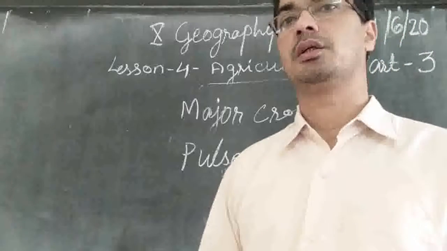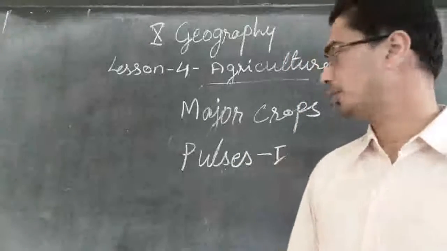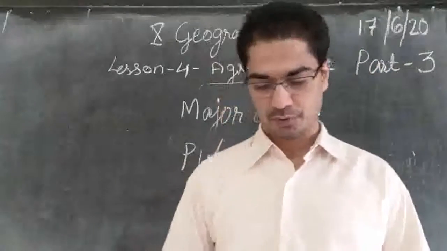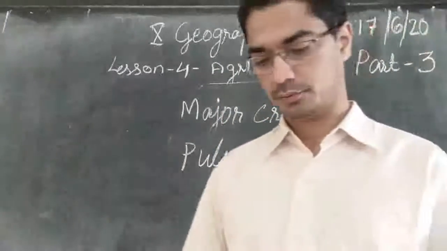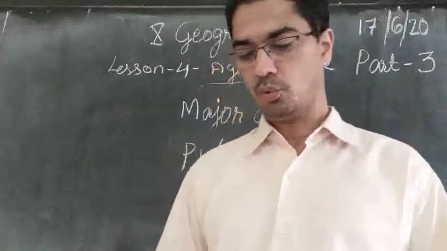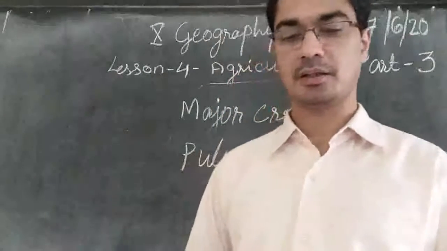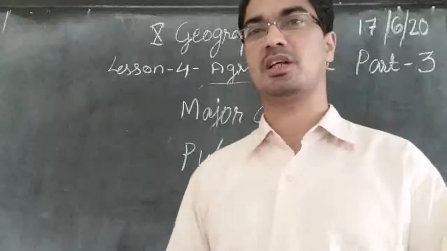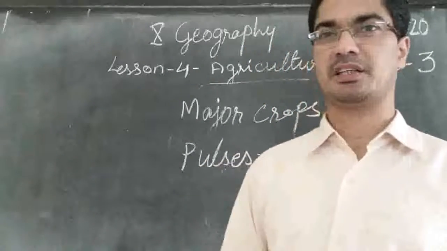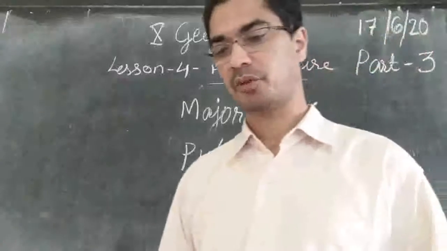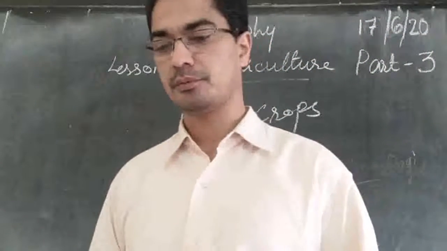These are the things that are included under pulses. What are they? They are tur, urad, moong, masoor, peas and gram. So all these are different types of pulses that are cultivated, and they are rich in protein.